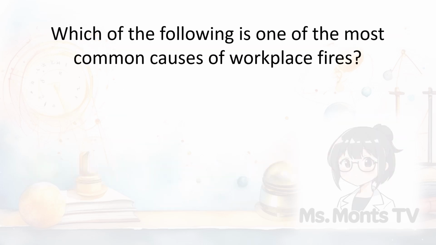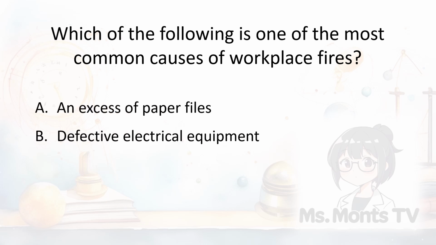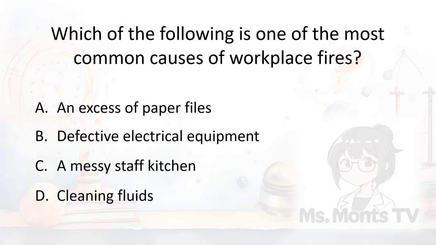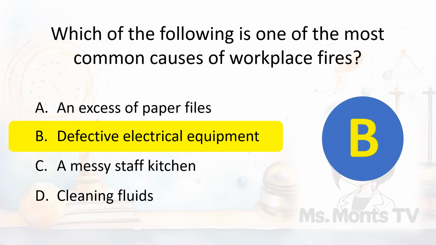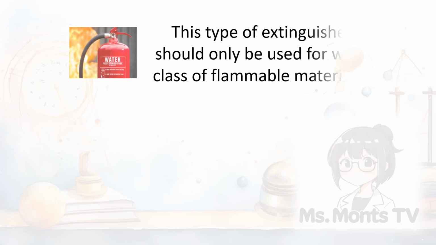Which of the following is one of the most common causes of workplace fire? A. Excess of paper. B. Defective electrical equipment. C. Messy staff kitchen. D. Cleaning tools. Letter B. Defective electrical equipment.